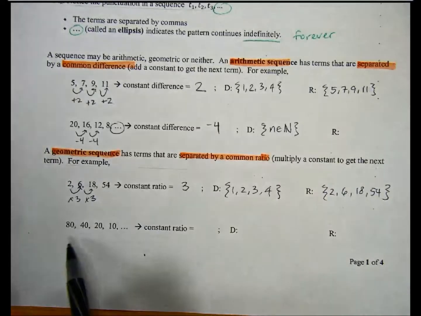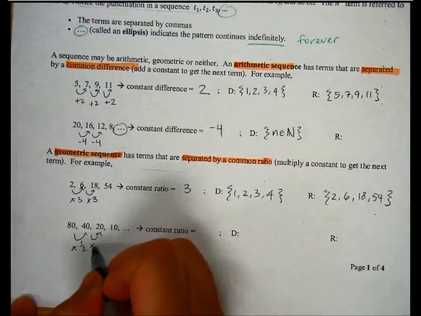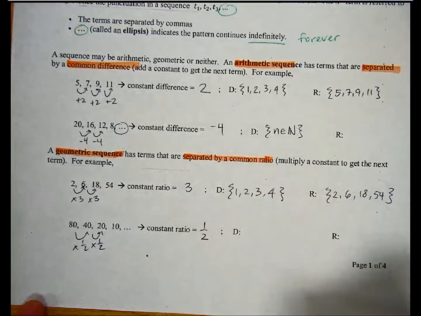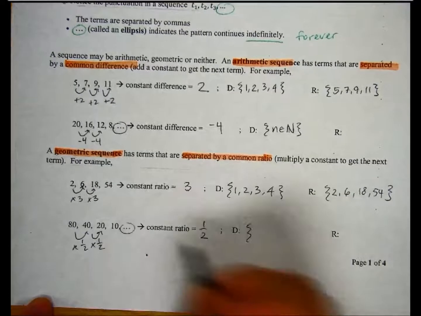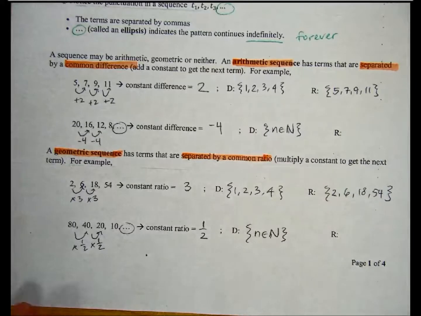And last example here on this page, 80, 40, 20, 10. You would have to multiply by half every time to get these terms. So the constant ratio is half. The domain, again, because of the ellipsis, we're going to have the set of natural numbers for our domain. And for the range, we'll come back to it after we go over some formulas for the general term.